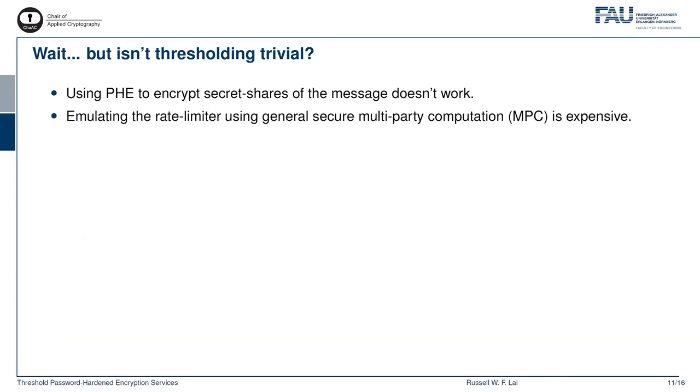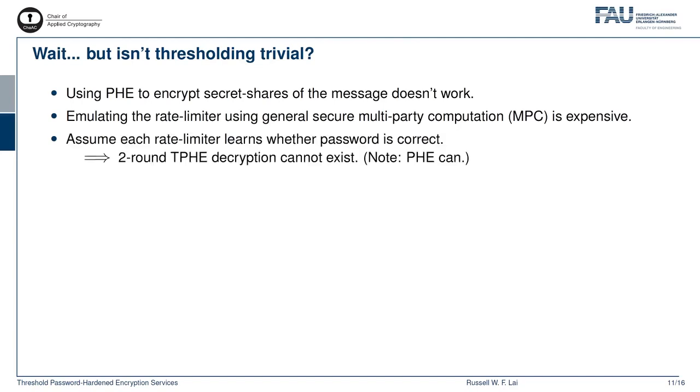Another naive idea is to emulate the rate limiter using a general-purpose secure multi-party computation (MPC). However, general-purpose MPC is computationally expensive and also highly interactive. Therefore, it is not an option for practical systems. Another aspect that makes constructing TPHE non-trivial is that, assuming each rate limiter learns whether the password is correct after the decryption protocol, then we can conclude that 2-round TPHE decryption cannot exist.